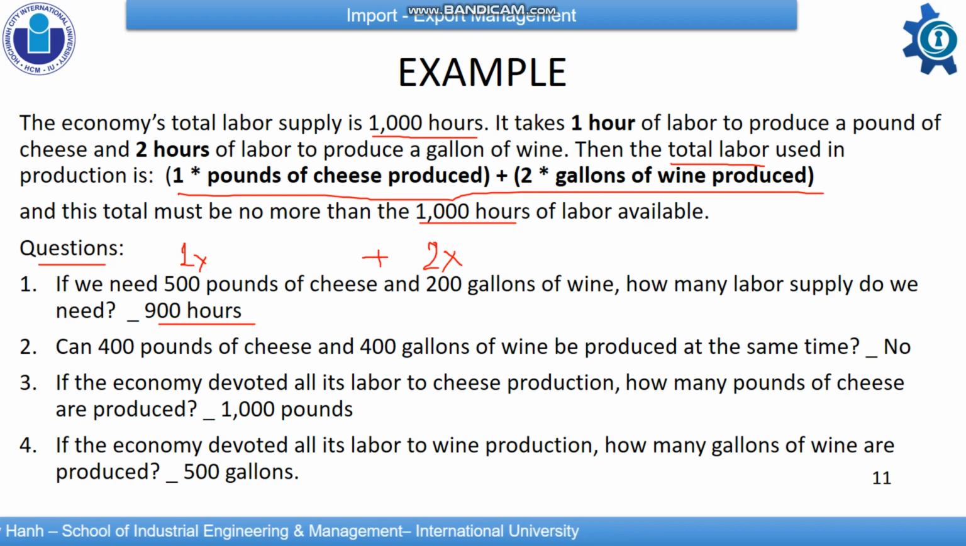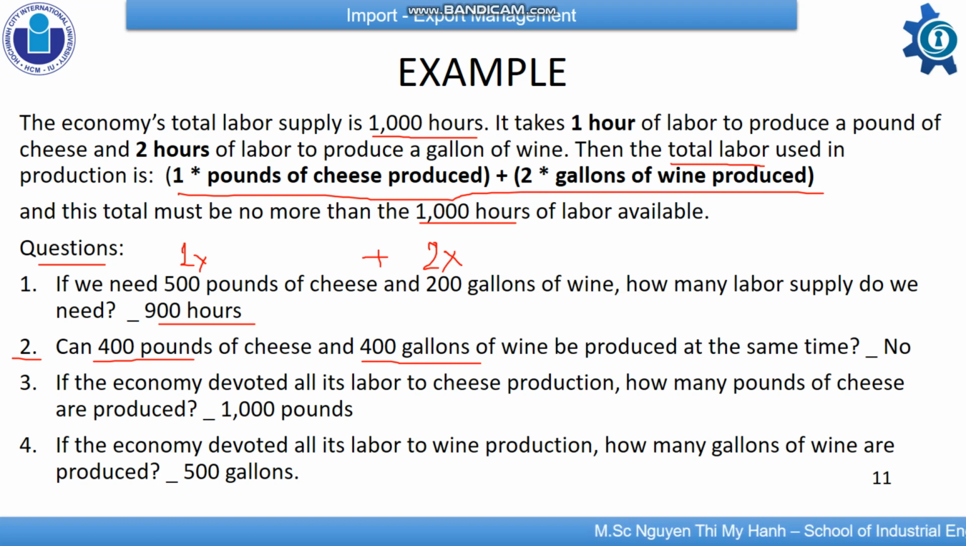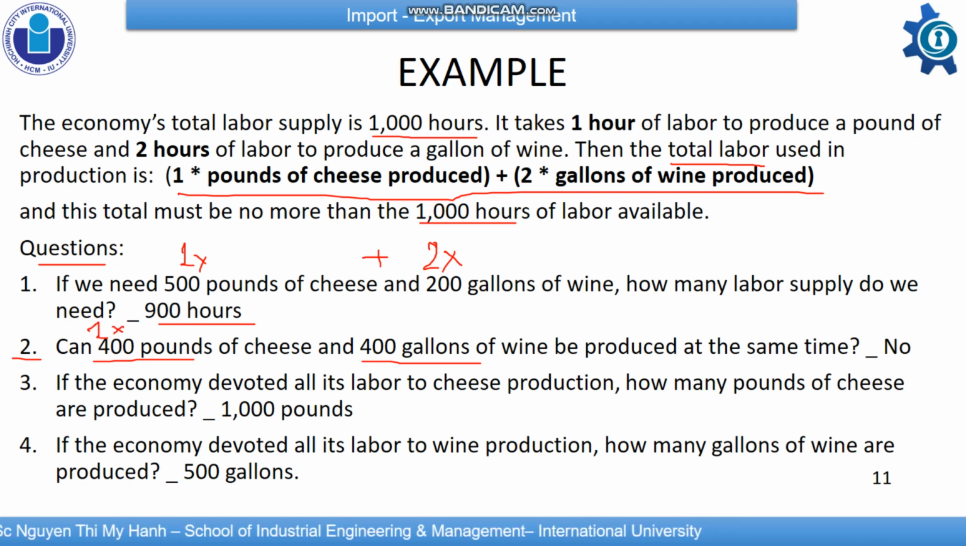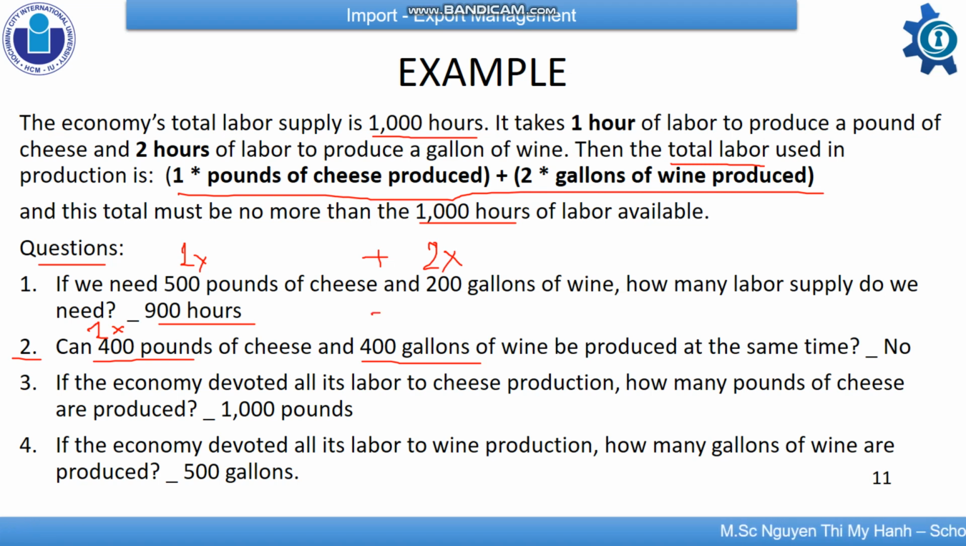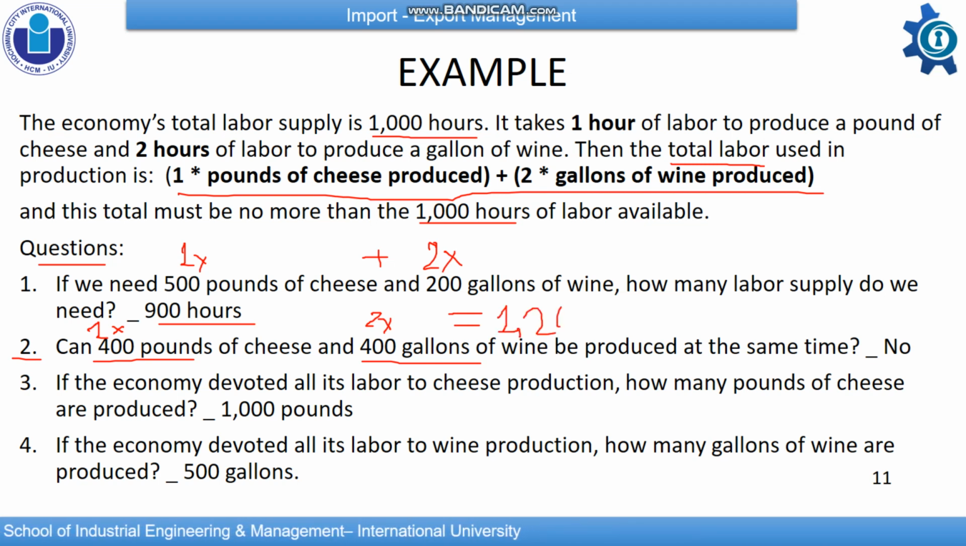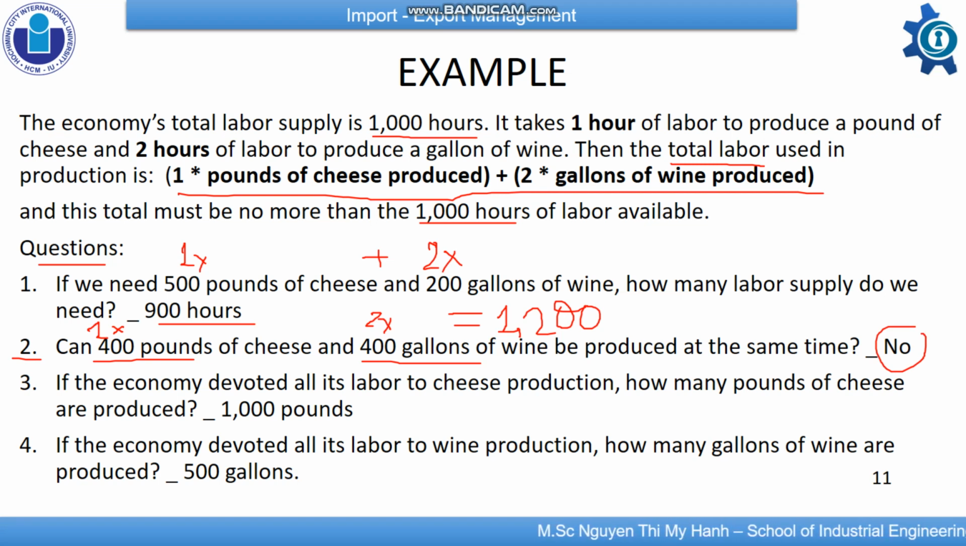Okay. The second question: can 400 pounds of cheese and 400 gallons of wine be produced at the same time? Let's see how much labor we need. To produce 400 pounds of cheese we need 1 times 400, and the number of hours we need to produce 400 gallons of wine is 2 times 400. So the total labor we need is 1,200, and we only have 1,000 hours. So the answer is no. We cannot produce 400 pounds of cheese and 400 gallons of wine.